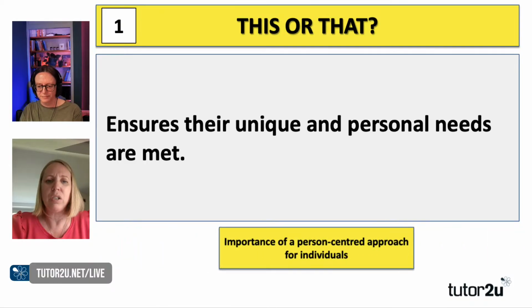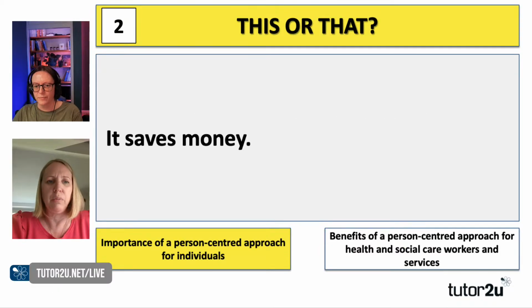Yeah, brilliant. These questions for question 14 are often multiple choice as well. So if you know the importance of person-centered approach for individuals, some of those points, you should find that question quite accessible. So what about this one then? It saves money. Is that the importance of a person-centered approach for individuals, or is it the benefit of a person-centered approach for health and social care workers and services if it saves money?